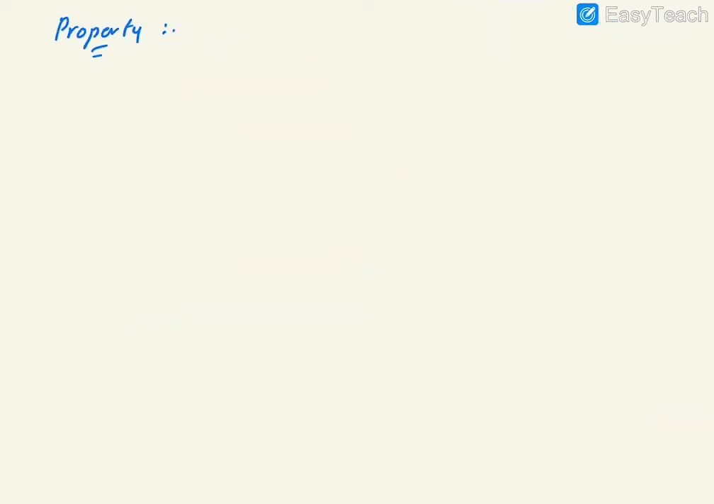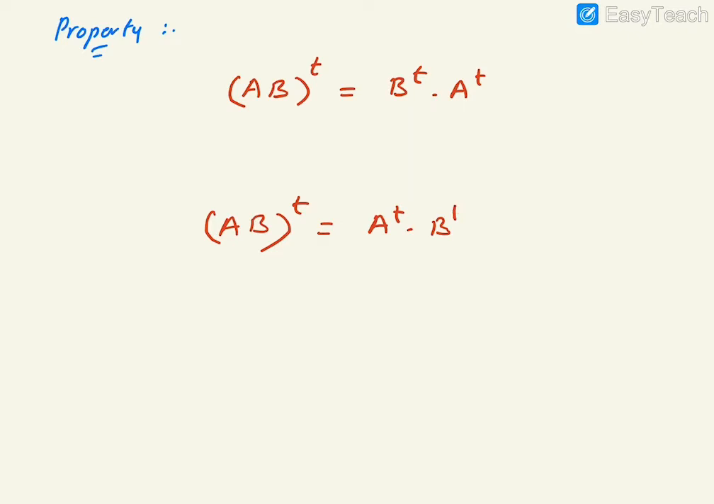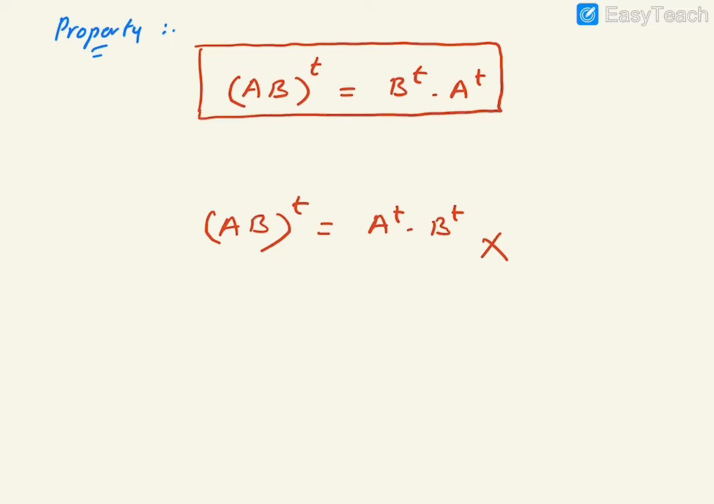There is another property of transpose. If you take the transpose of AB, then this will be equal to B transpose into A transpose. And this property we will prove in the exercise with the help of a question. You cannot say that (AB) transpose is equal to A transpose into B transpose. This one is wrong, this one is right. So (AB) transpose will be equal to B transpose into A transpose.